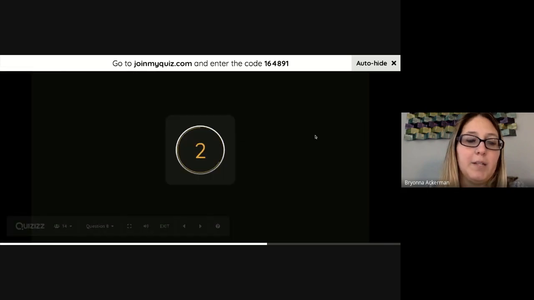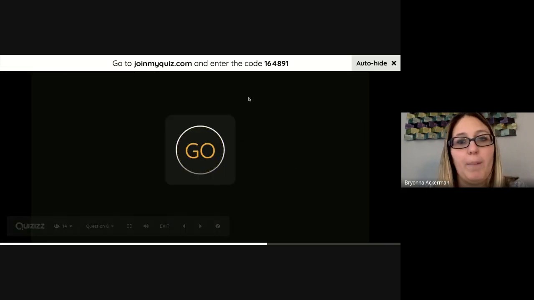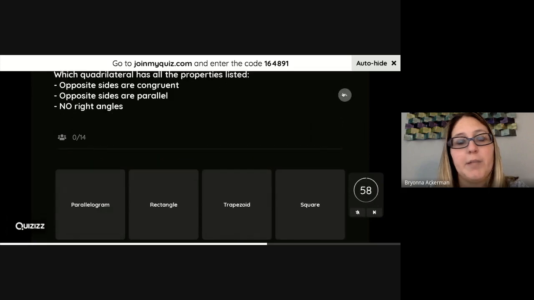Let's try it again. Remember, the shape has to follow all the properties. So in this one, opposite sides are congruent, opposite sides are parallel, and there's no right angles. So right away, with no right angles, you should be able to eliminate two, because two of them have right angles. We're trying to find one that has no right angles. Opposite sides are parallel and opposite sides are congruent.